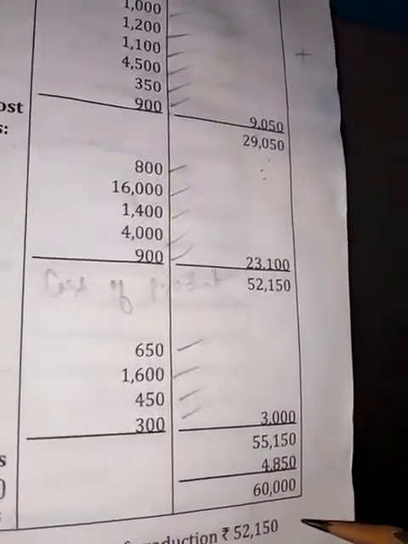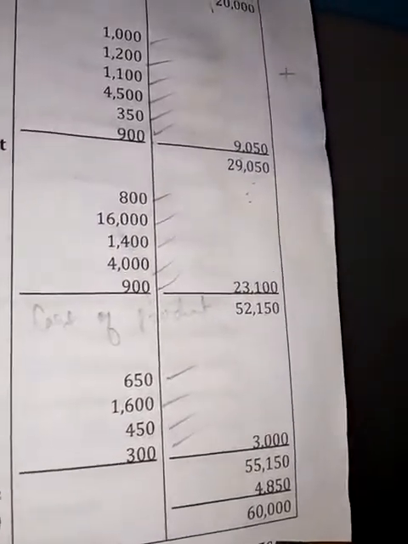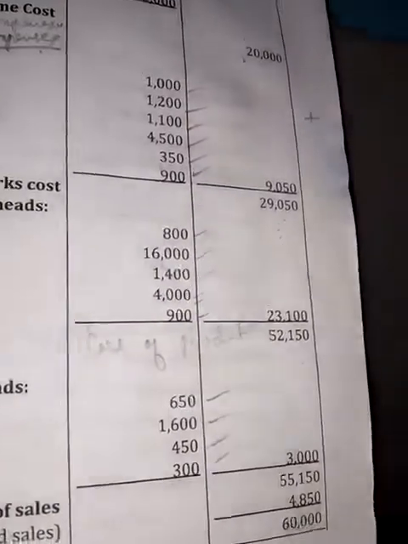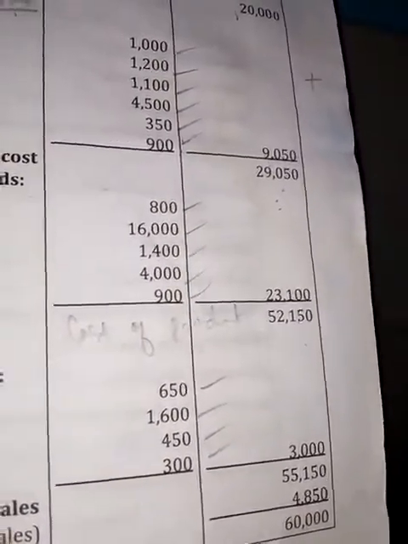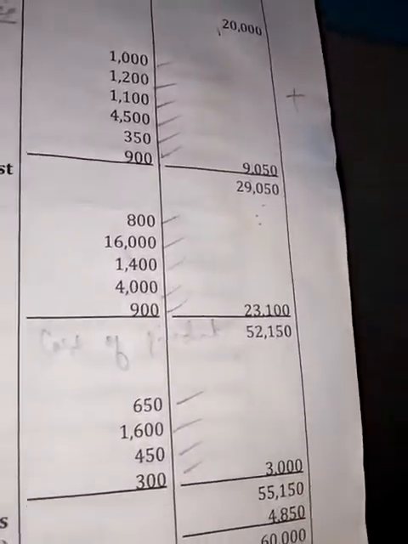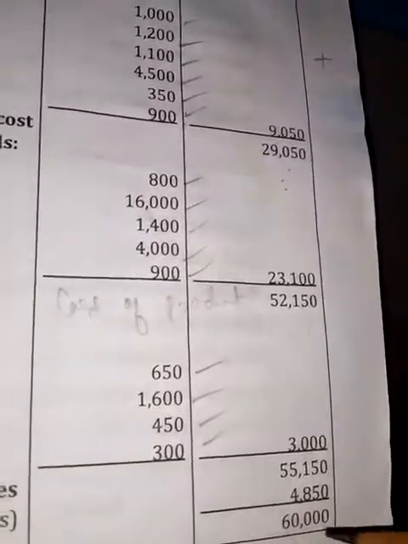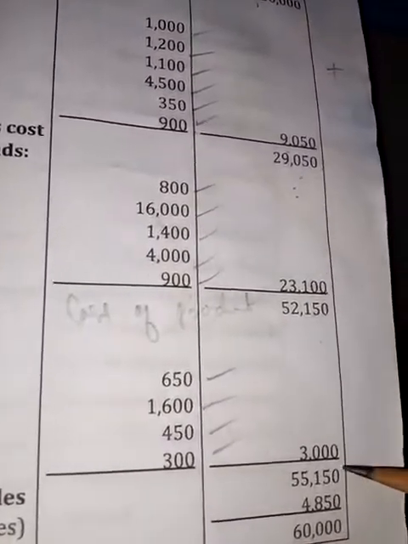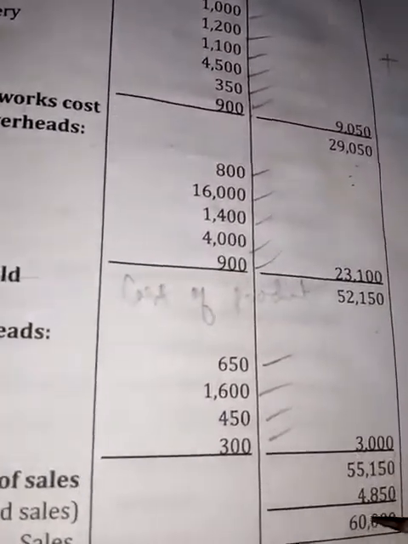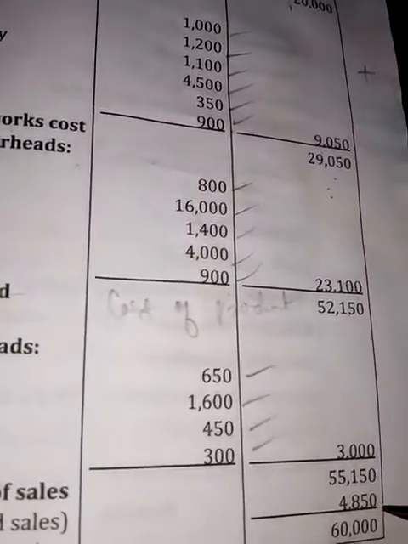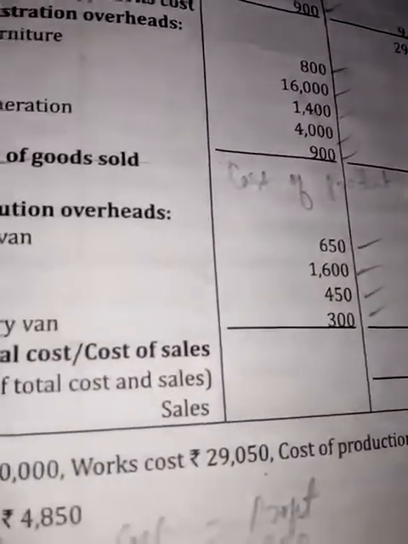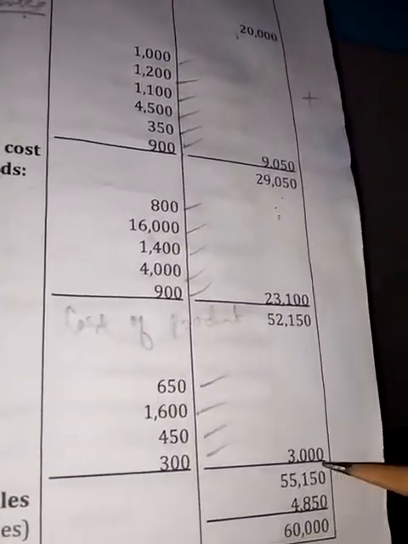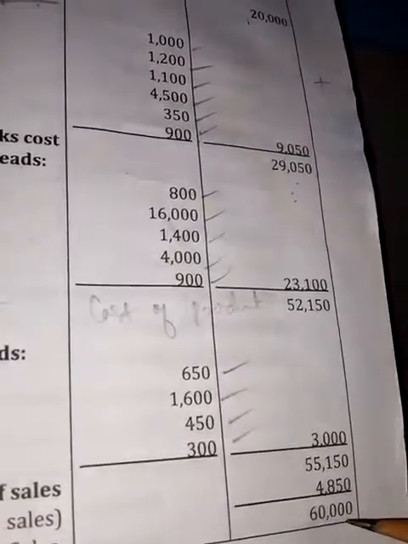So we can find out the profit by deducting the total cost 55,150 from the sales value given in the problem, 60,000. 60,000 minus 55,150, the difference amount is 4,850. That can be considered as profit. So add profit to total cost, and we get the total sales price.